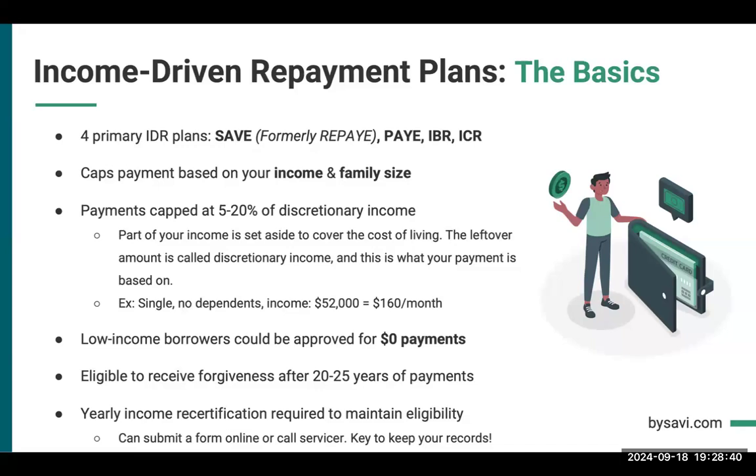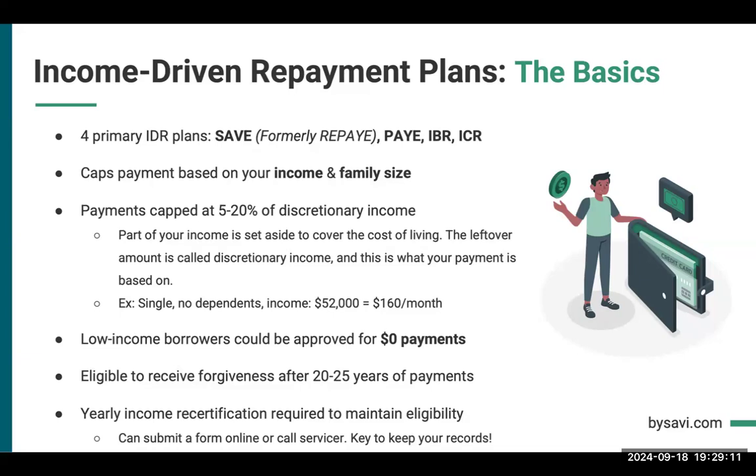But generally, they all work the same way. They cap your monthly payment at anywhere between 5 to 20% of your discretionary income. So what is discretionary income? Well, part of your income is set aside to cover the cost of living, and that leftover amount is called discretionary income, and this is what your payment is based on. In reality, it comes out to your AGI, or your adjusted gross income. So this is going to be your pre-tax income, okay?